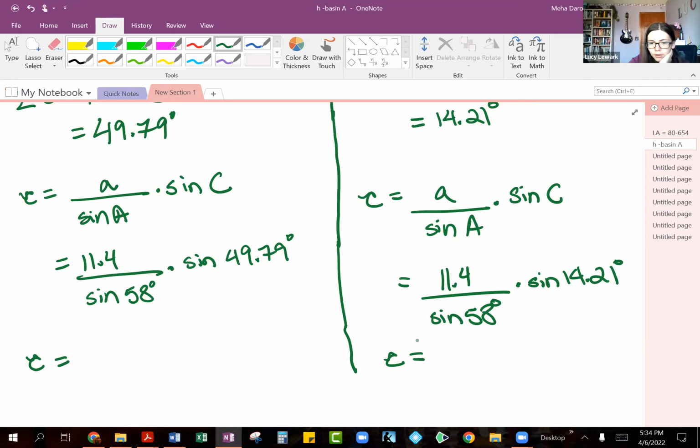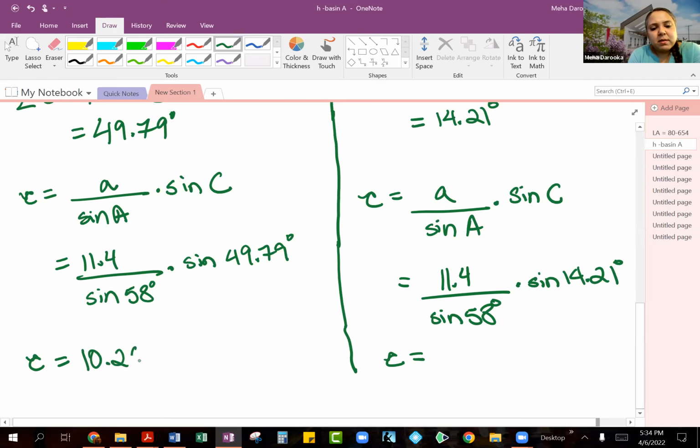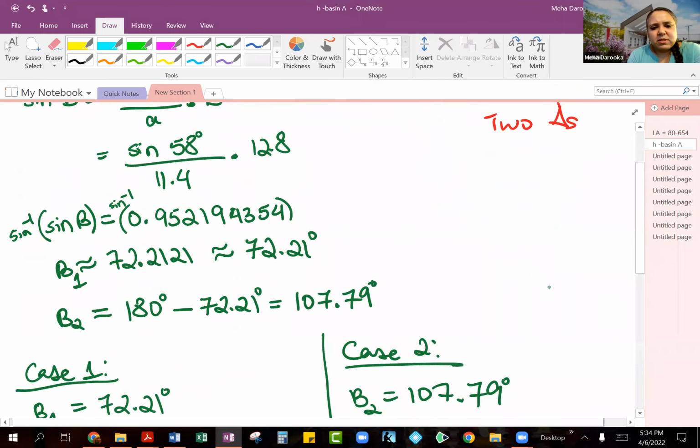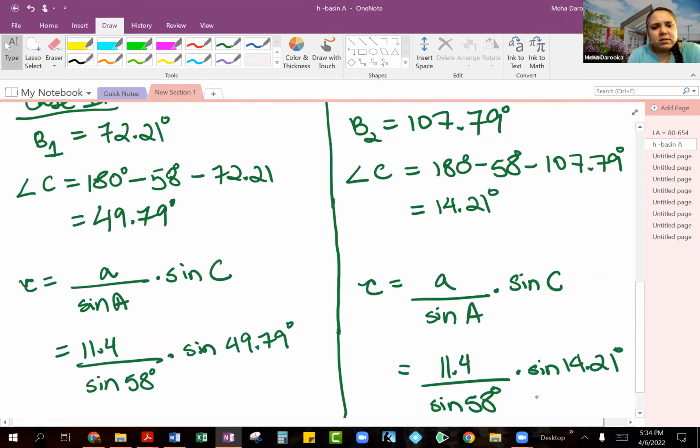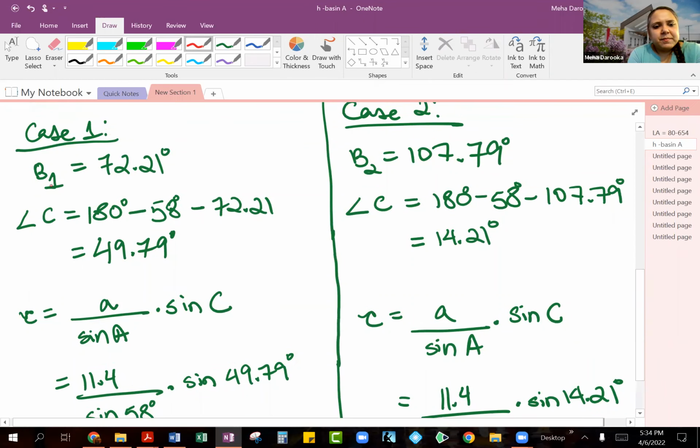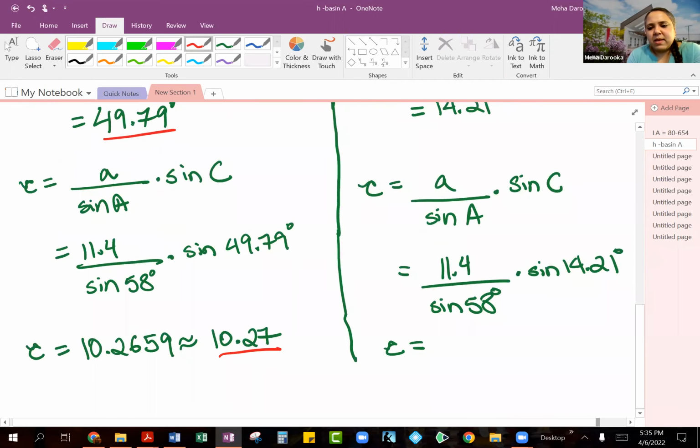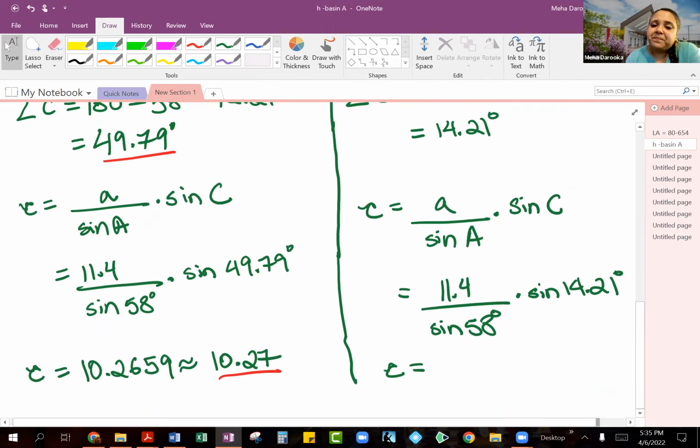For the first triangle, I got 10.26. Okay. And actually, when you round that answer, it will be 10.27, and they didn't give us measurements, did they? No. Okay, and then guys, what did you get for case 2? Now remember that angle is smaller, which means this number also has to be smaller than 10.27.